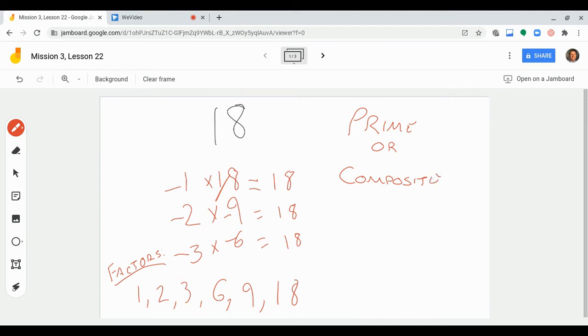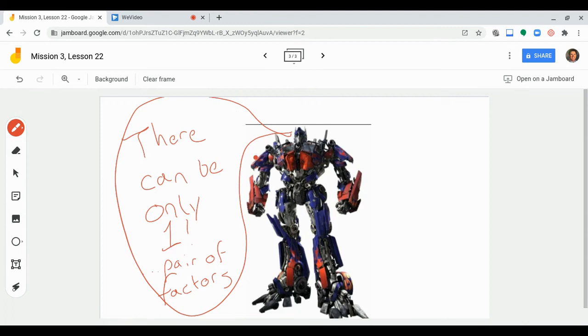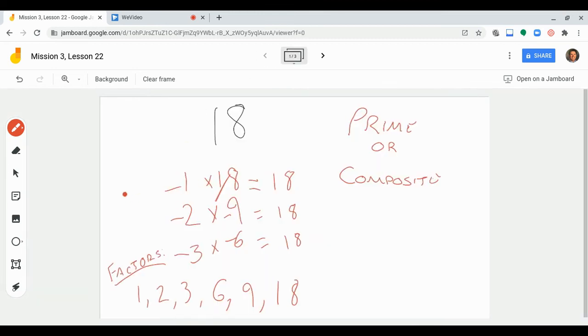Well, what's the difference? Again, if a prime number only has two factors, and those two factors are going to be 1 and whatever the number is, if there are no other numbers you can multiply together to get that number, then it is a prime number. So I like to remember Optimus Prime. Optimus Prime would say, "There can be only one pair of factors." So I always like to think of Optimus Prime there.